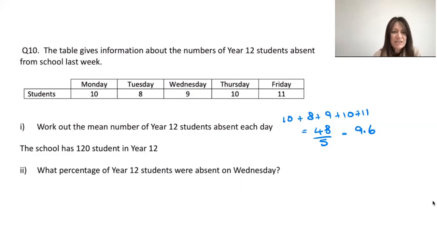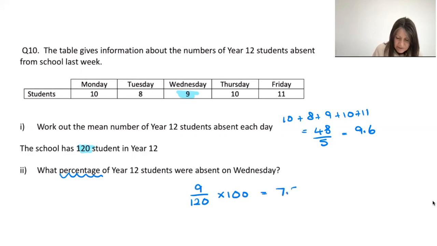Okay, the school has 120 students in Year 12. What percentage of Year 12 students were absent on Wednesday? So I'm really only interested in what's happening on Wednesday and the very fact that there are 120 students. So 9 out of the 120 students were absent. And this is another really good example of when they're wanting a percentage, it starts life as a fraction first. To turn it into a percentage, we just times through and you would get 7.5%. So 7.5% of the year group were absent on Wednesday.